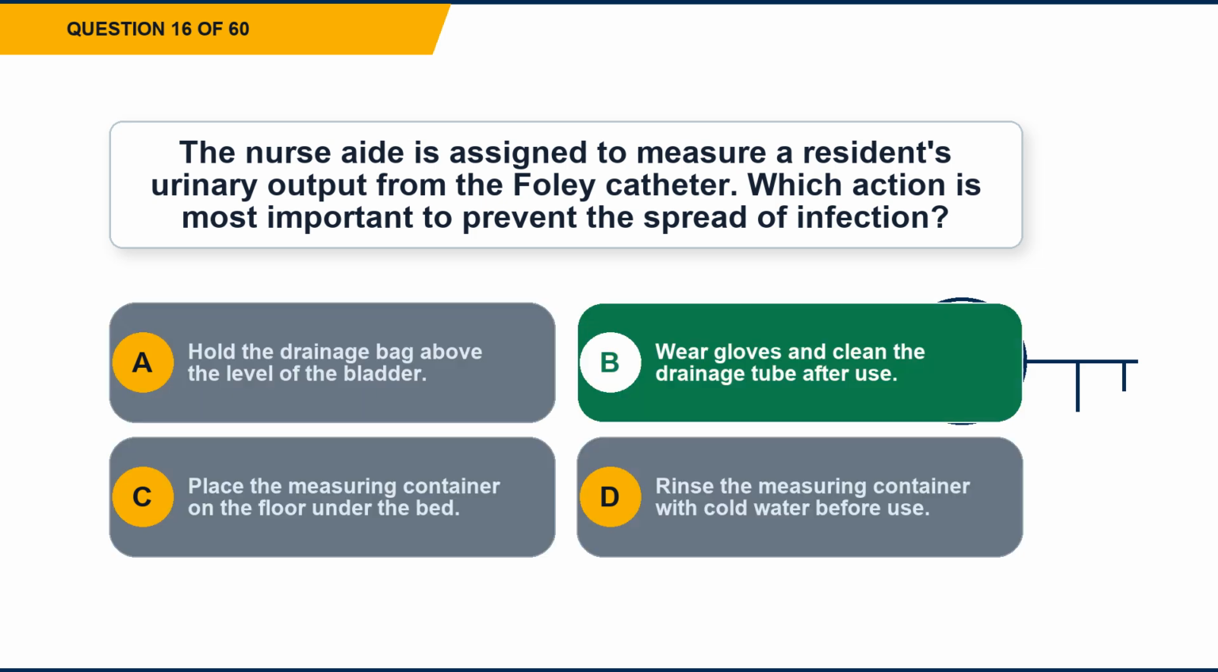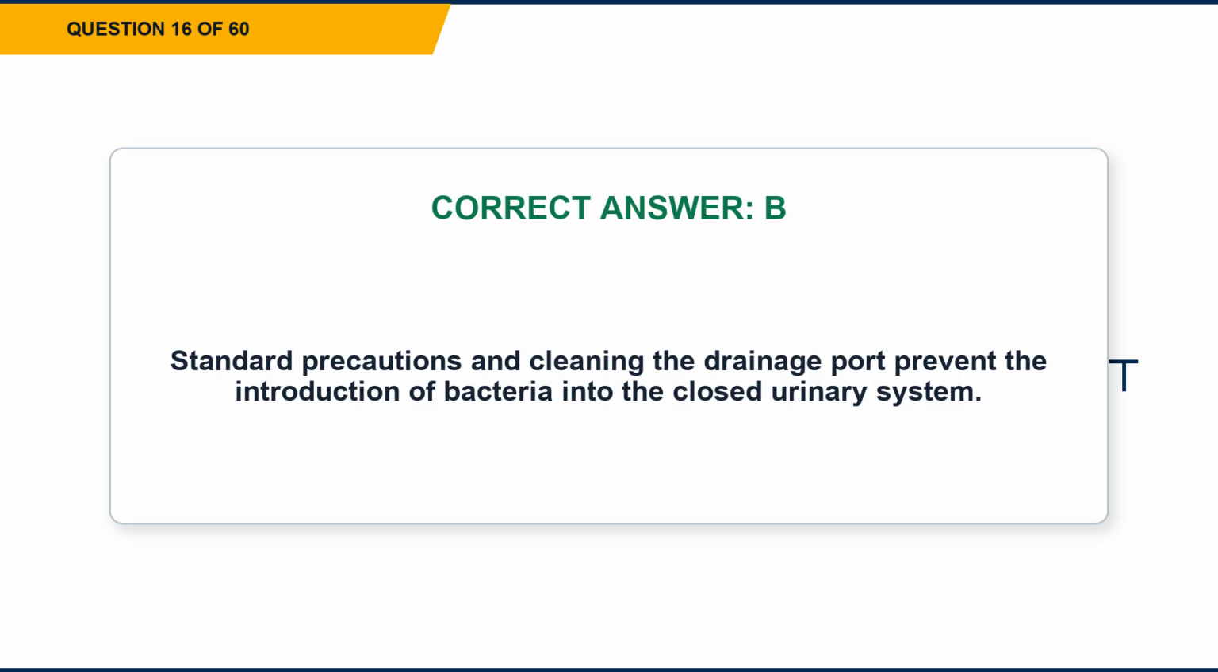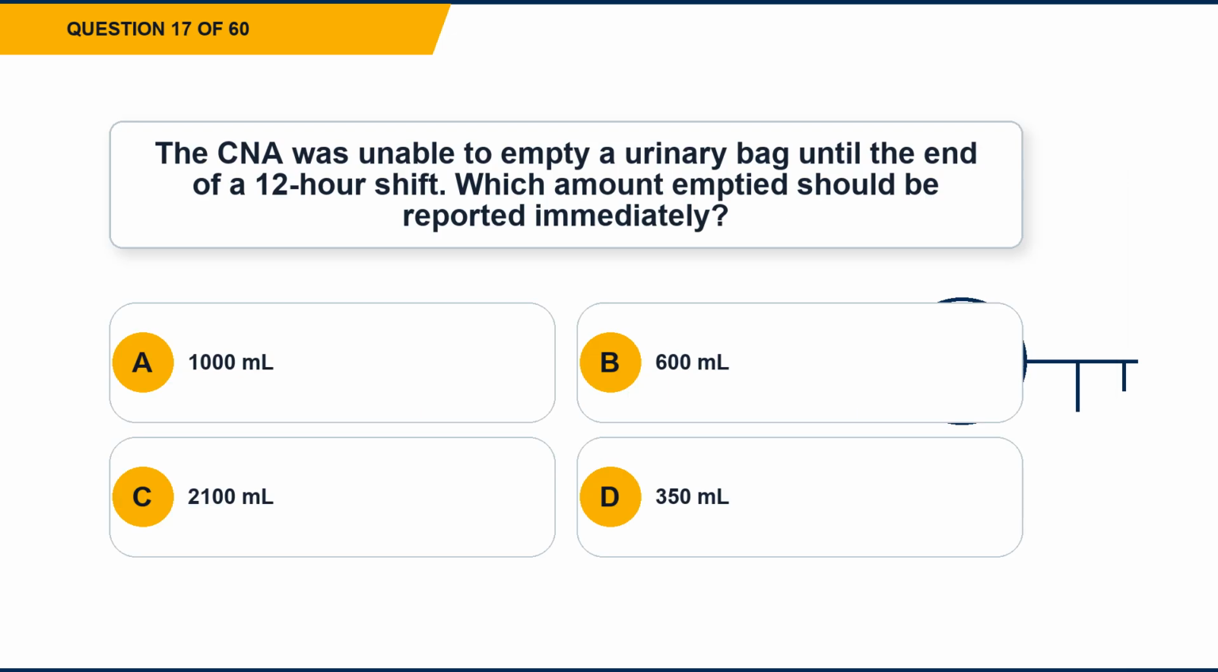The correct answer is option B: wear gloves and clean the drainage tube after use. Explanation: standard precautions in cleaning the drainage port prevent the introduction of bacteria into the closed urinary system. Question 17. The CNA was unable to empty a urinary bag until the end of a 12-hour shift. Which amount emptied should be reported immediately?